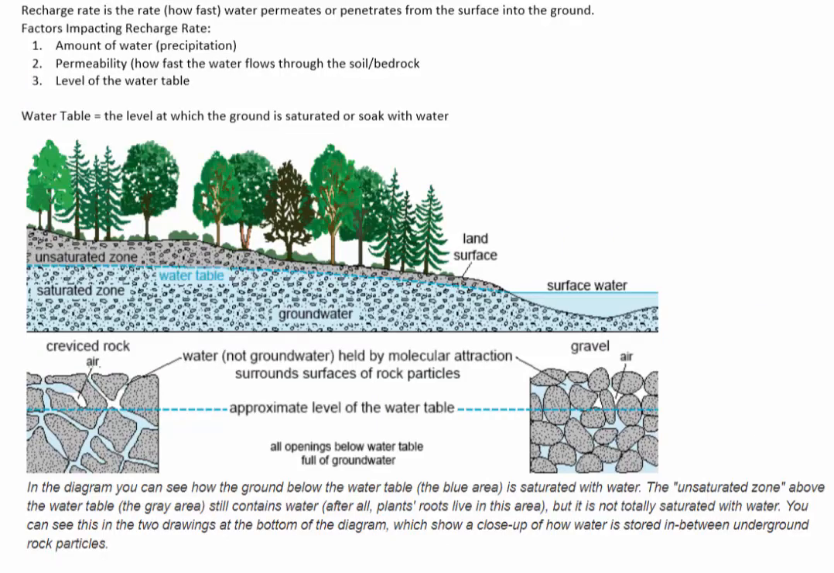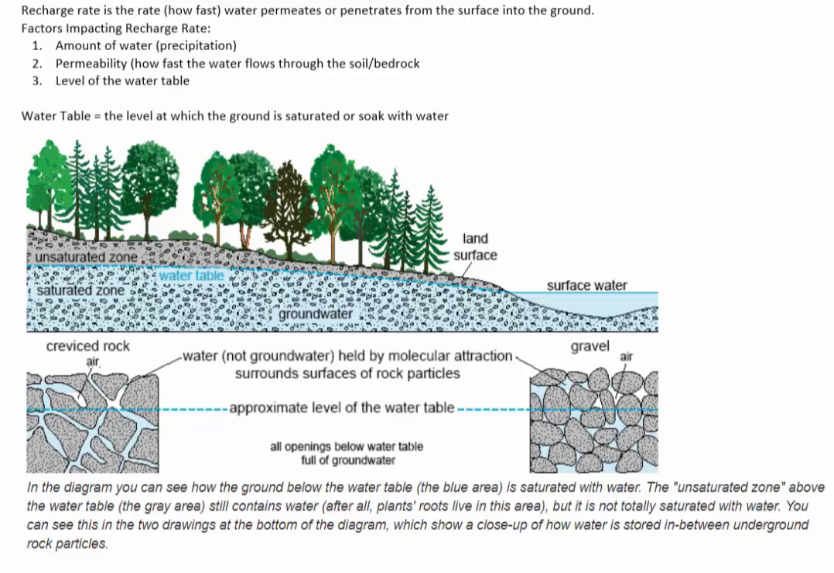Okay, so recharge rate again is how fast the water is going to penetrate or permeate from the surface into the ground. Three things that primarily affect the recharge rate are going to be the amount of precipitation that's falling, the permeability. So you guys hopefully think back to when we had the gravel, the sand, and you guys were pouring water down into the permeable tubes and saw how fast the water ran through those different forms of soil. And that is something that can affect how fast water permeates through the soil or through the bedrock when you get down low enough. And then there's also the level of the water table.